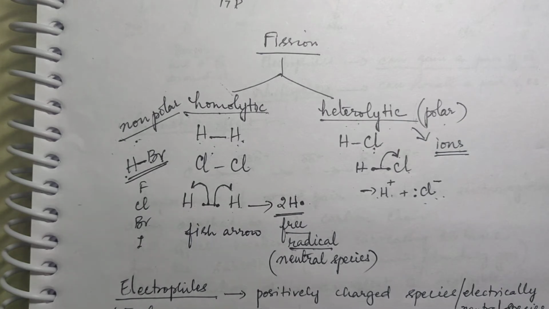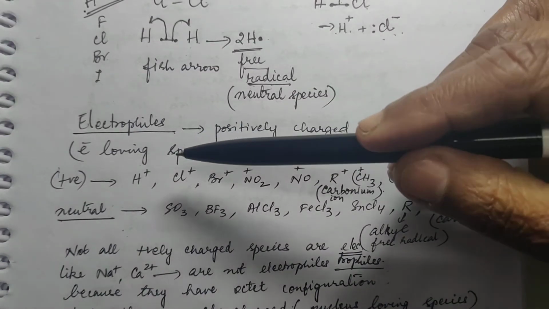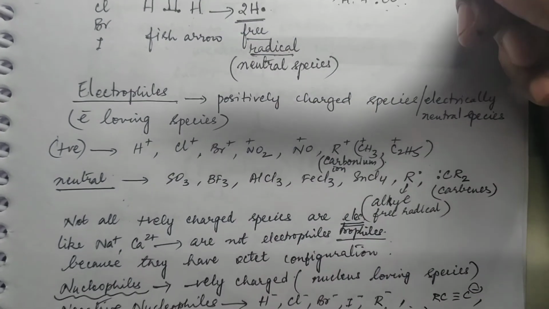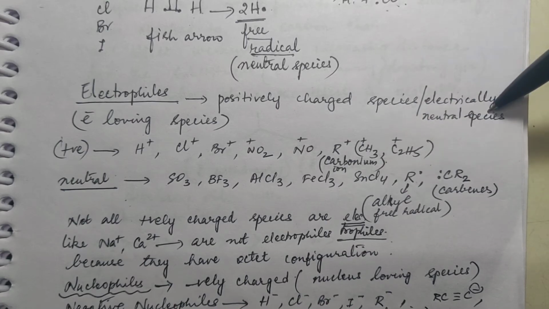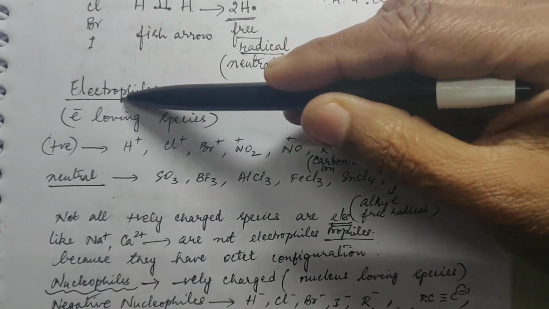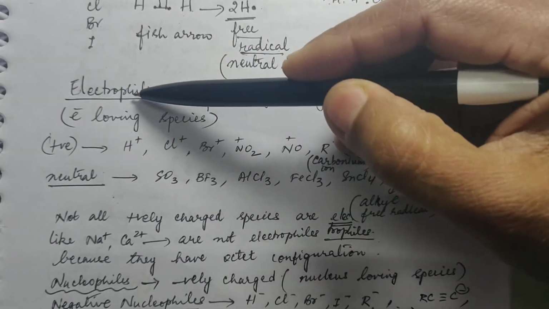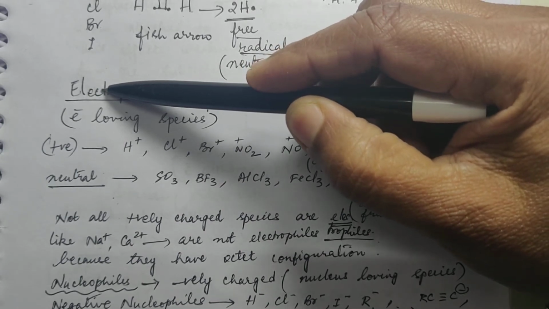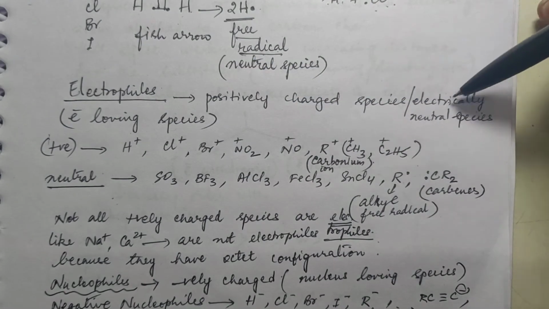Once you understand this, let us try to understand what are electrophiles and nucleophiles. Electrophiles are positively charged species, or they are electrically neutral species. Phile means attraction. Electrophiles means attraction is for electrons. If the attraction is for electrons, what should it have itself? It should have a positive charge, only then will it be attracted towards negative charge. So, electrophiles are positively charged species, or they may also be electrically neutral.